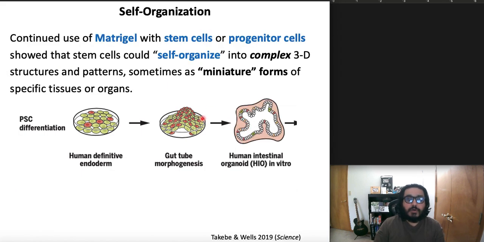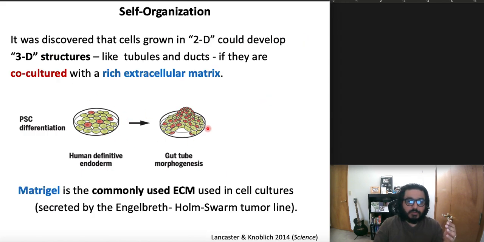Okay, so this property I should mention, this innate property for cells to grow into very simple three-dimensional structures like tubules and ducts, was found, when was it? I forget the exact date, but it was either the 70s or 80s, so decades ago this was known.